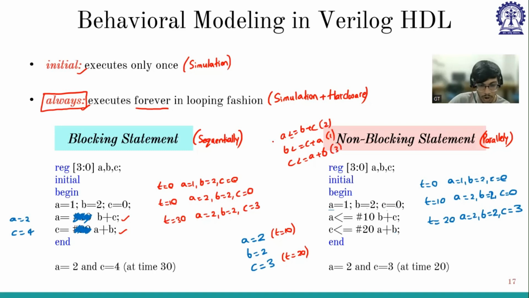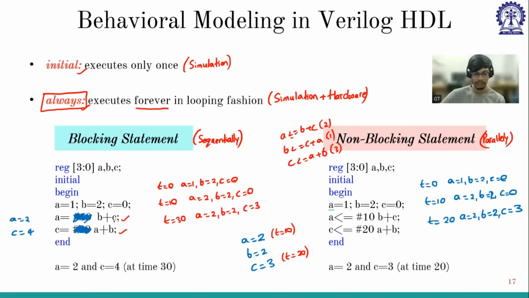So all of them will happen at the same time. They will not take the updated values of A, B, C. They will take the values that were available before. So all these will take the previous A, B, C values. Whereas here they are occurring sequentially, so the values are updated and it is taking the updated values. I hope this part is clear.